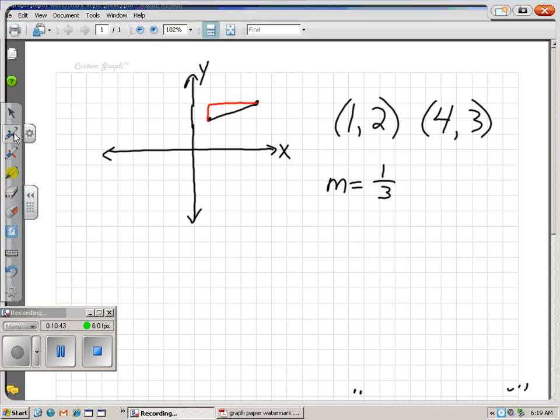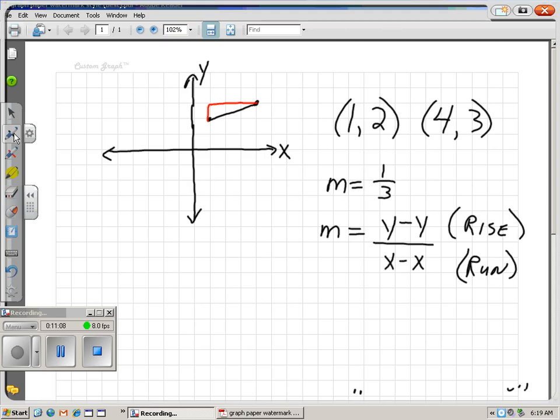The short way to do it, to calculate the same slope, is just to calculate the rise by subtracting your y's. Notice how that kind of rhymes? Subtract your y's, your y values. That tells you how far you go up. And your run, remember we said slope was rise over run? Calculate your run by subtracting your x's, okay?